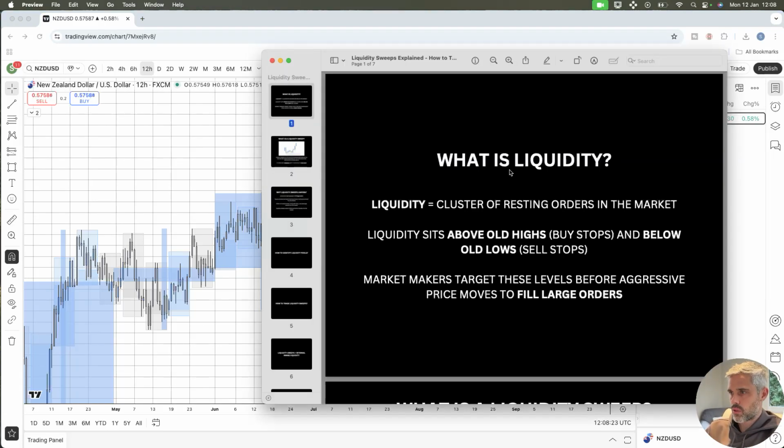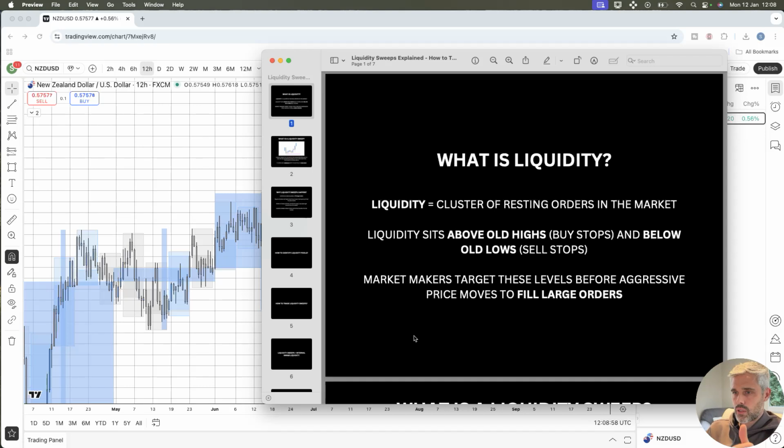So let's take a whistle-stop tour of liquidity, what it is, how to spot it, why liquidity gets built in the market, before we then go on to look at examples on our charts for New Zealand dollar versus US dollar. I'm not going to spend ages here, but I think it's important to cover the basics. So liquidity is essentially a cluster of resting orders in the market. Liquidity tends to sit above old highs or below old lows in the form of buy stops and sell stops. And market makers are basically targeting these levels to do two things.